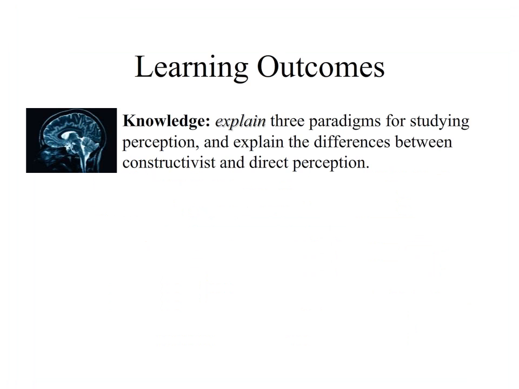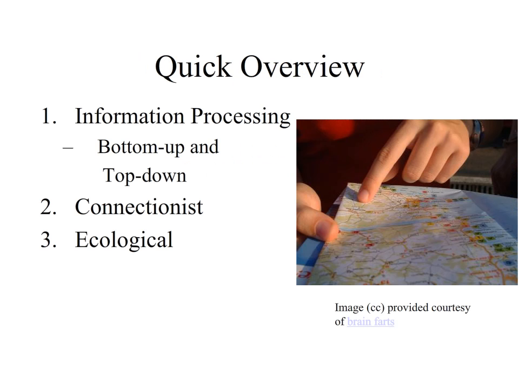Our learning outcome will be to focus on explaining the three paradigms for studying perception and the differences between constructivist and direct perception perspectives. Here's our roadmap for this section. We'll begin by exploring the information processing approach, and we'll examine the bottom-up, top-down theme. We'll then move into the Connectionist Approach, and finally we'll wrap up with the ecological approach.